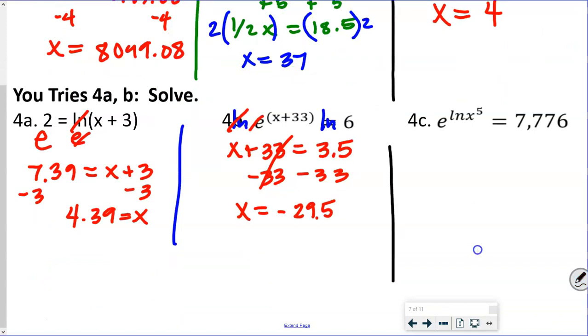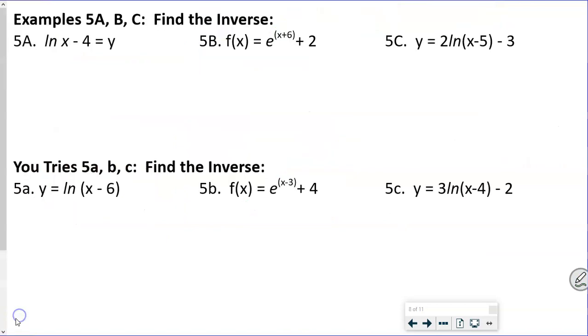So here again, these guys cancel each other out, right? These two cancel each other out, so we have x to the 5th is equal to 7,776. So we're going to take this again to the 1/5 power. And when we take 7,776 to the 1/5 power, we get that x is equal to what? 6.